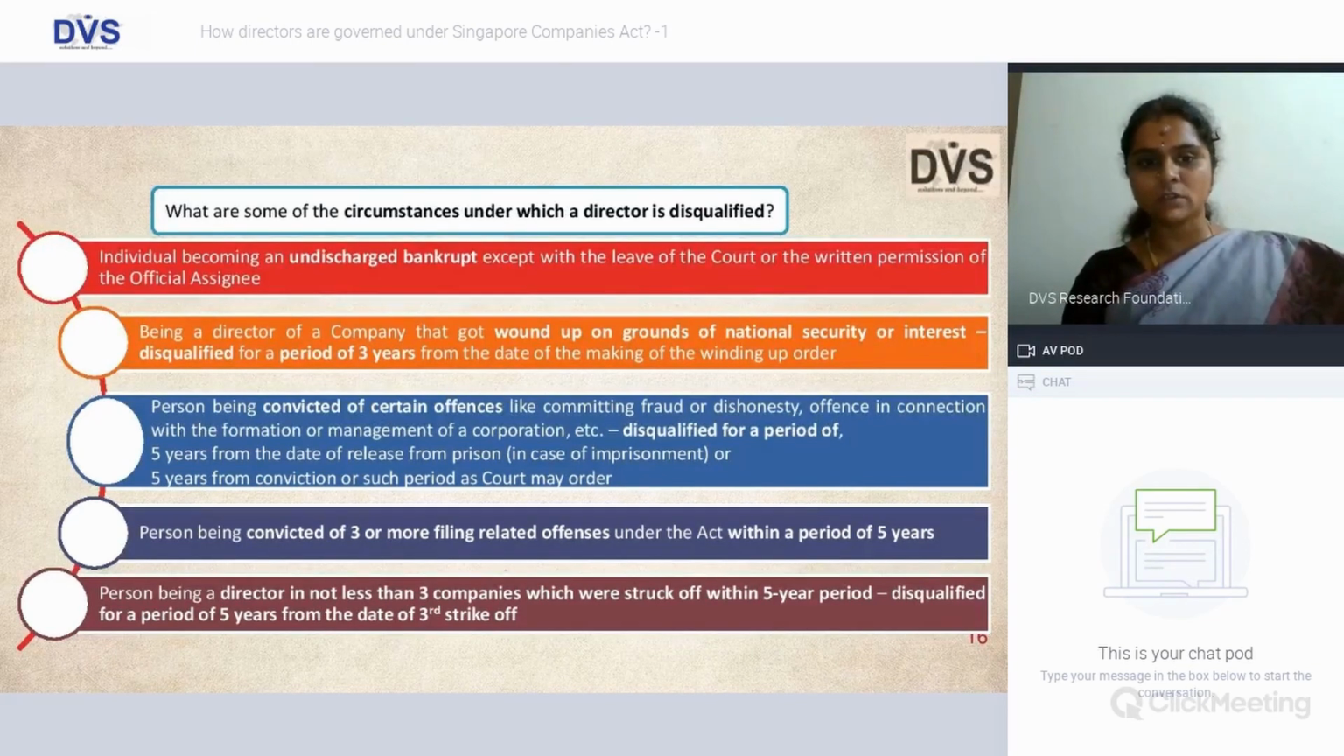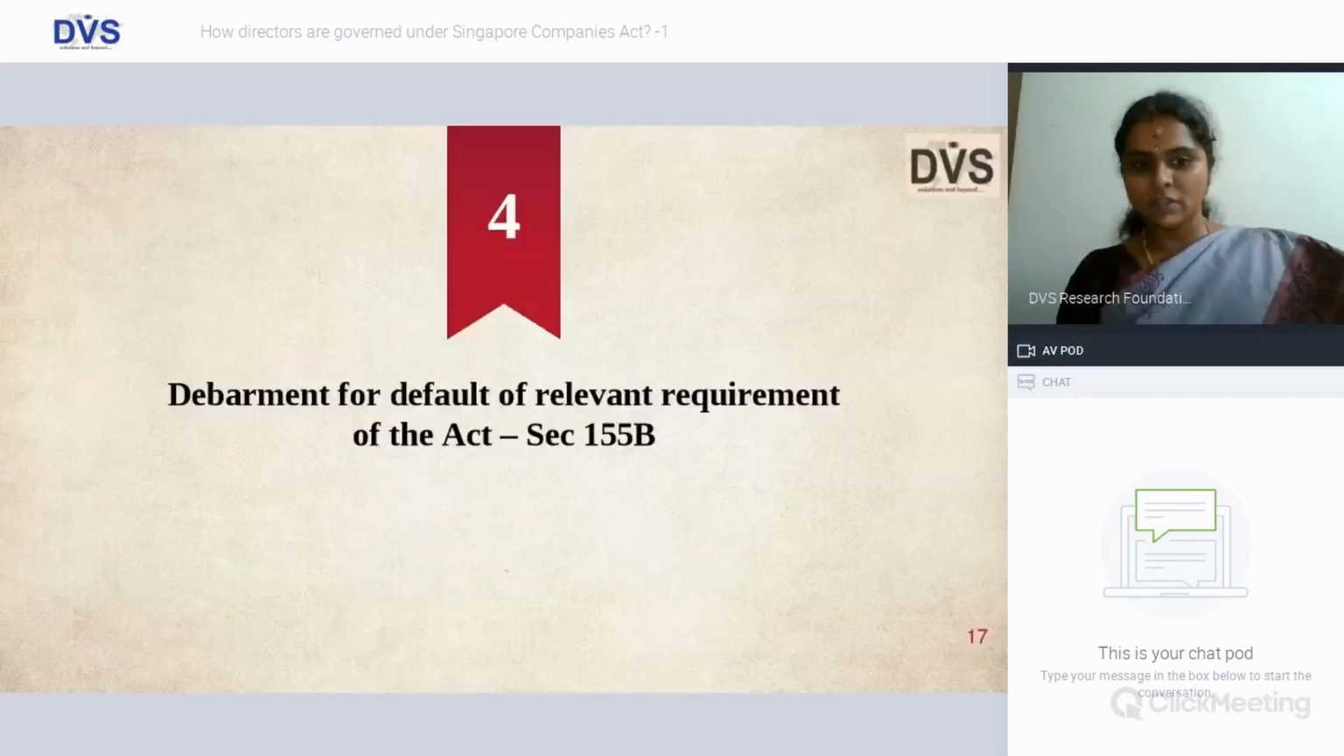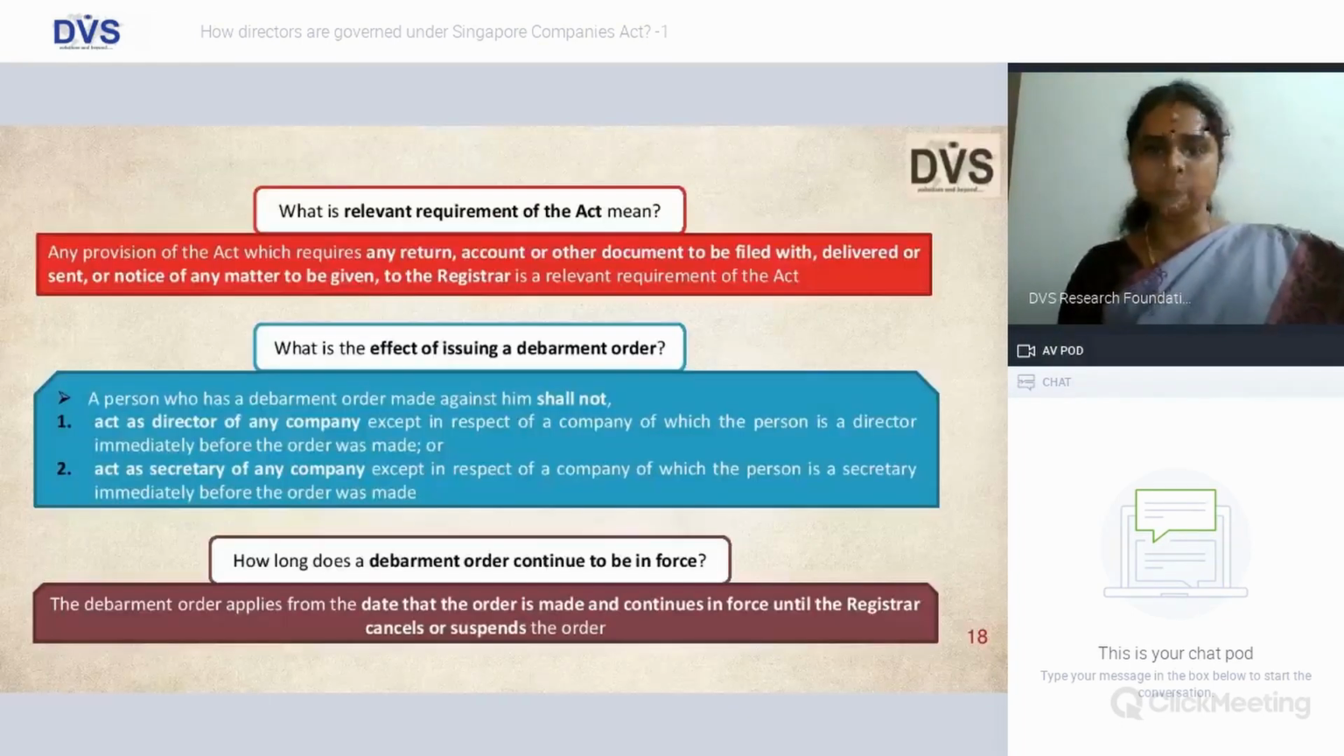This is interesting, friends. So, in not less than 3 companies which were struck off within a period of 5 years, then from the third strike off, he shall be disqualified. So not 4 cases, but only 3 cases. From the last strike off, the third strike off, he shall be disqualified for a period of again 5 years.